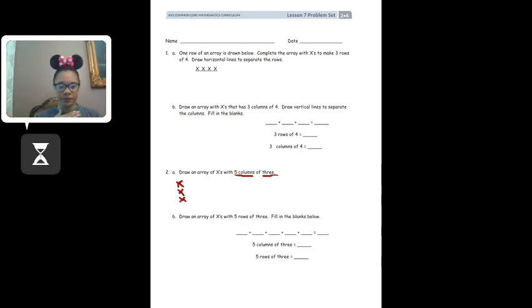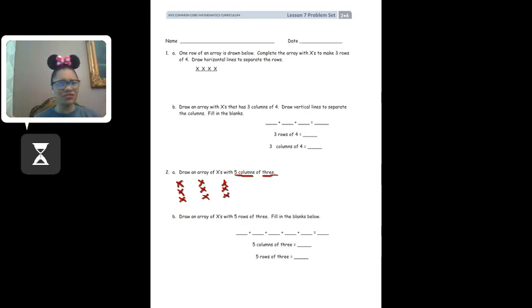That's right. We need 5 columns. So let's go to the next one. So now we have 1, 2, 3. So that's 3 more. So that's 2 columns, 1 column, 2 column. And then we have a third column, 1, 2, 3. So we have 3 columns with 3 X's in each column.